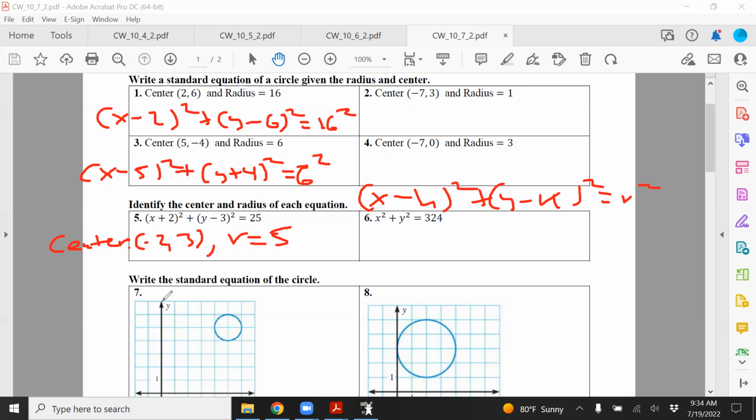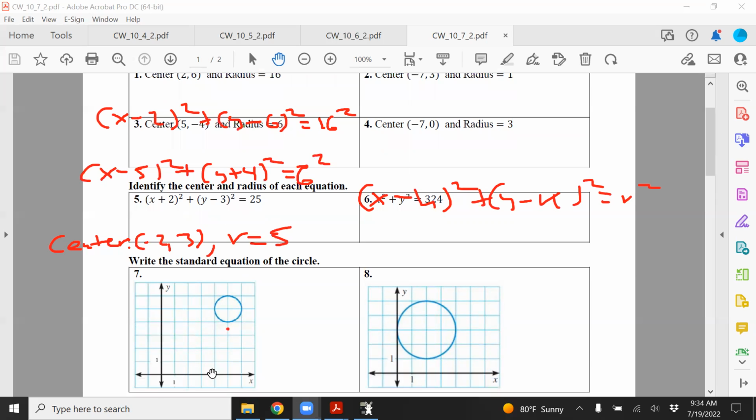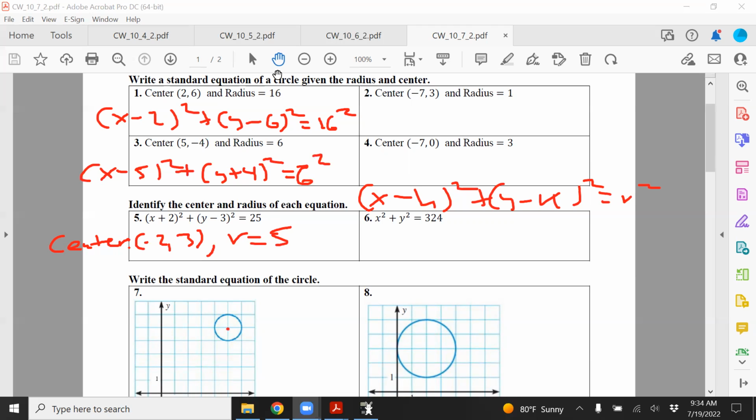Okay. For number 7, 1, 2, 3, 4, 5. So the center's at 5, 4, and the radius is 1. So you can say (x - 5)² + (y - 4)² = 1. That's all. Or 1 squared, which is still 1 anyway.